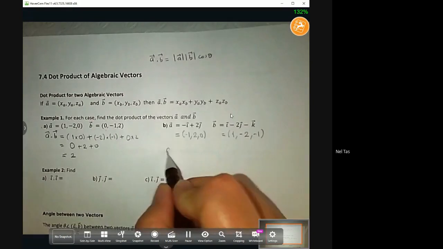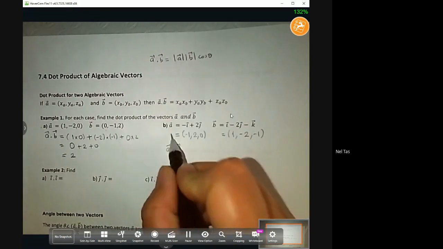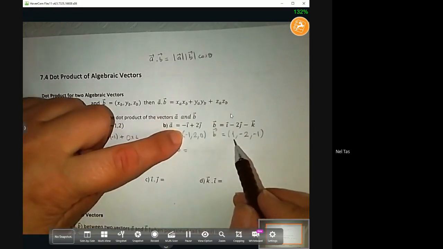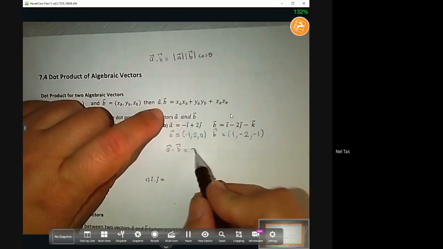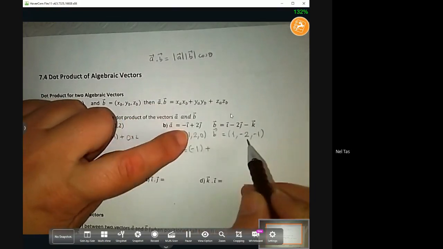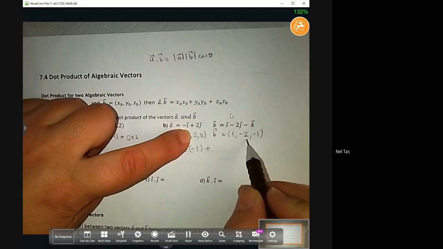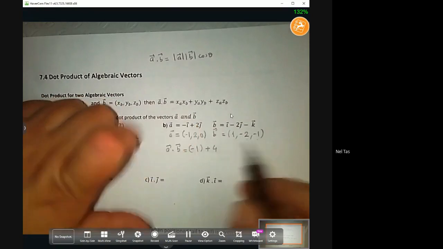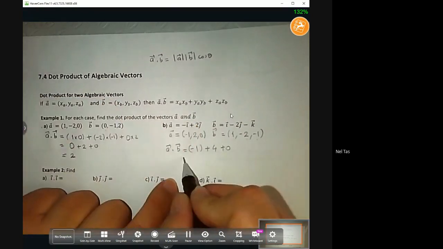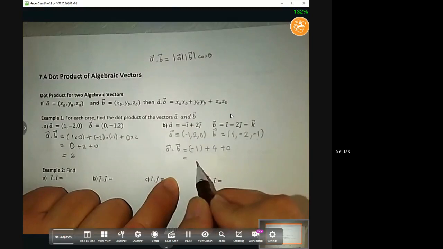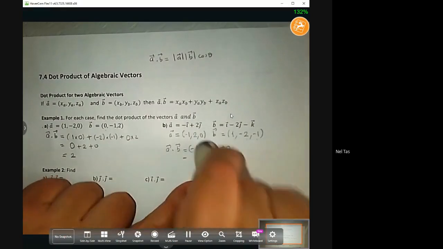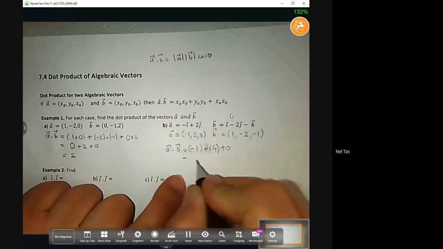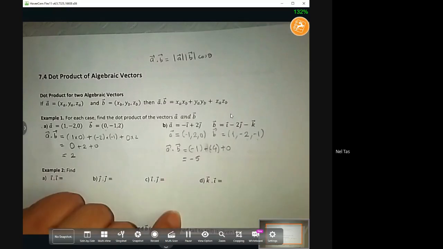So now we're going to do A dot B. We multiply the x coordinates. -1 times 1 gives you -1, plus y coordinates multiply 2 times 2, 4, and z coordinates 0 times -1, 0. So we end up with -1 plus 4... sorry, plus -4. So you end up with -5.